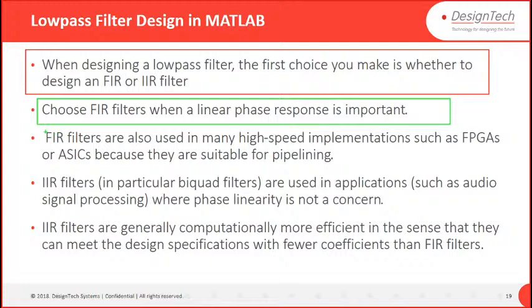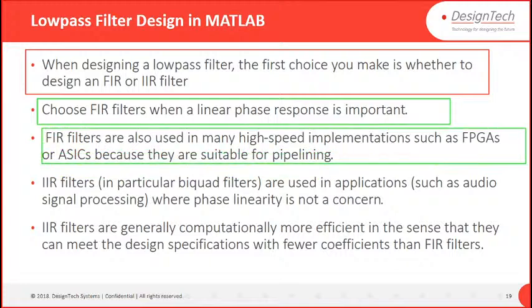Next, if you want to deploy on FPGA boards: FIR filters are also used in many high-speed implementations such as FPGAs or ASICs, because they are suitable for pipelining. So if you want to deploy on FPGA kinds of boards, you can go for FIR. But there is one issue, we will discuss it later, regarding IIR and FIR. IIR filters are used in applications such as audio, where phase linearity is not a concern. If you are working on audio signal processing, go for IIR. In audio, there is no concern about phase linearity, right?